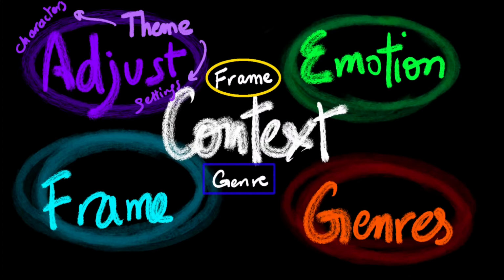First, you need to define your target emotion, the emotion you want to convey. Then, you'll pick the corresponding genre. After this, frame this genre to create a context. And finally, refine your context by adjusting your frame.